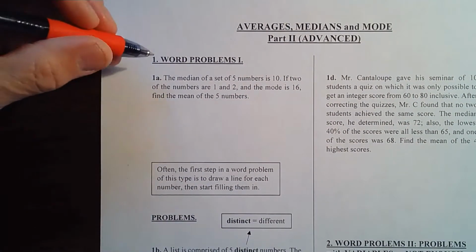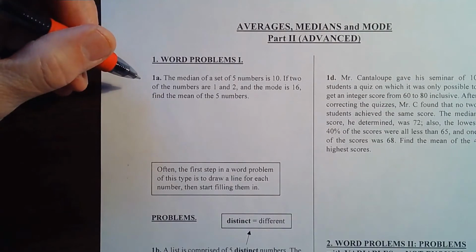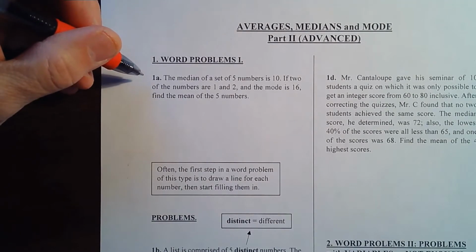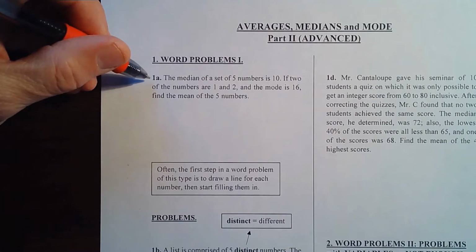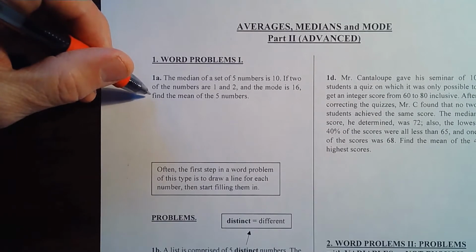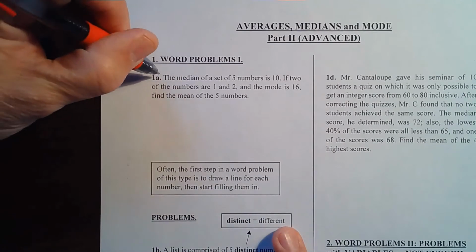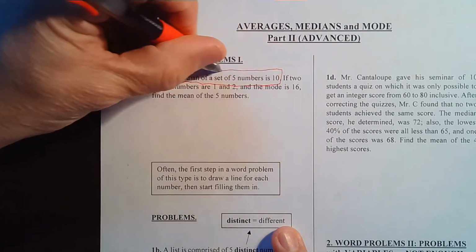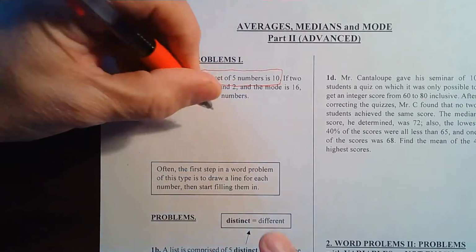Let's look at example 1A, show you how to handle it, and then we'll each try a couple of problems on your own. 1A, the median of a set of 5 numbers is 10. If two of the numbers are 1 and 2 and the mode is 16, find the mean of the 5 numbers.